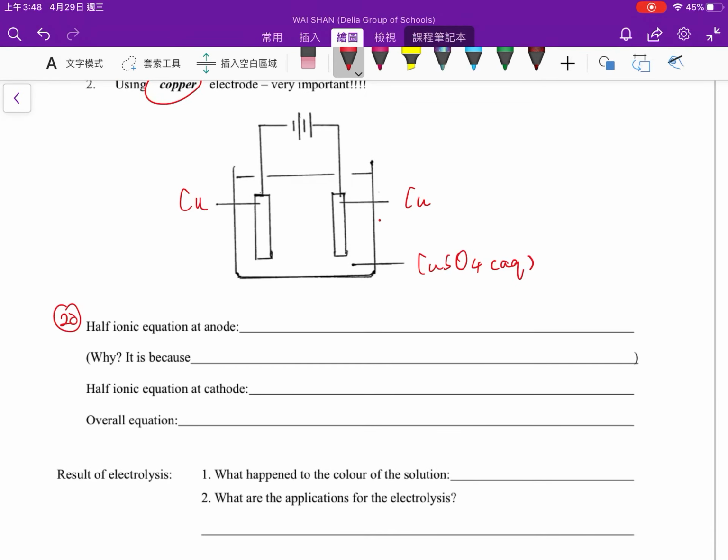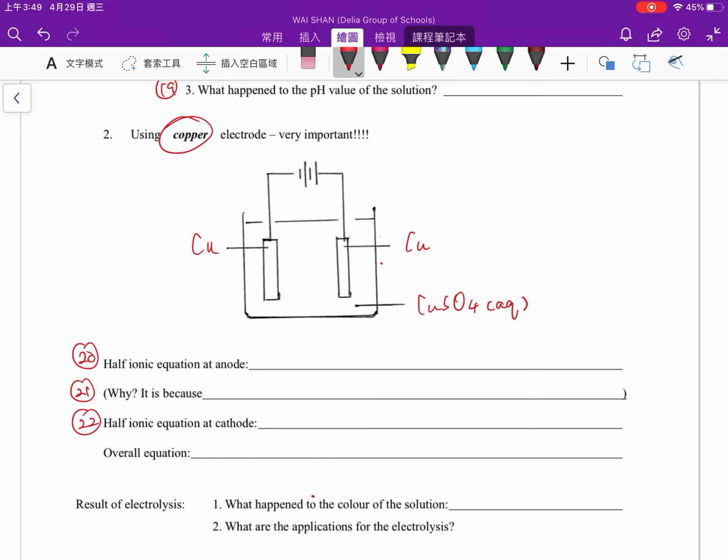Try to deduce the products of these electrolytic cells according to the three factors. Number 1, ECS; number 2, concentration effect; and number 3, lastly, the material of the electrode. It's very important in this chapter. You have to deduce the product at the two electrodes. That means you have to know what's going on at the two electrodes by applying those three factors. Again, I repeat: ECS, concentration effect, and material of electrode.